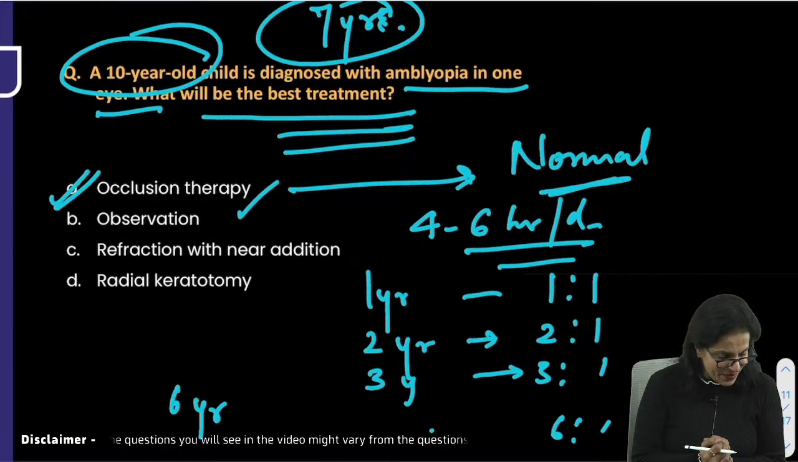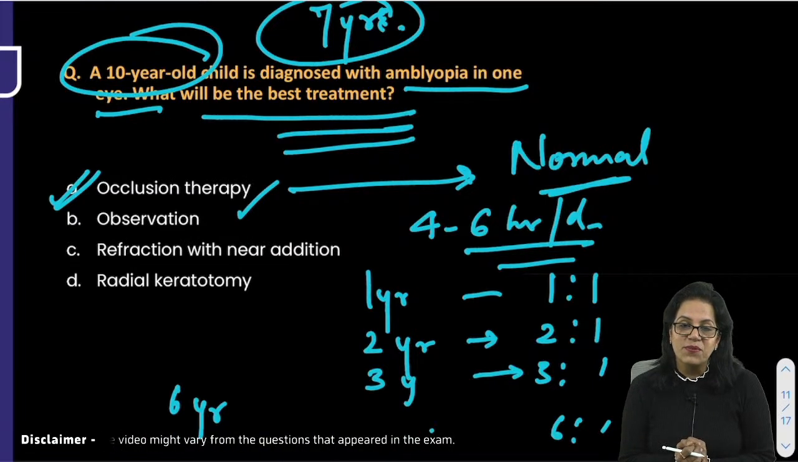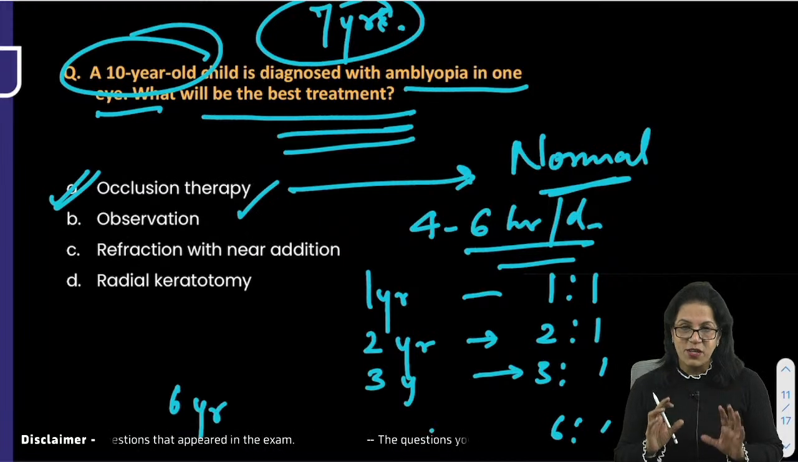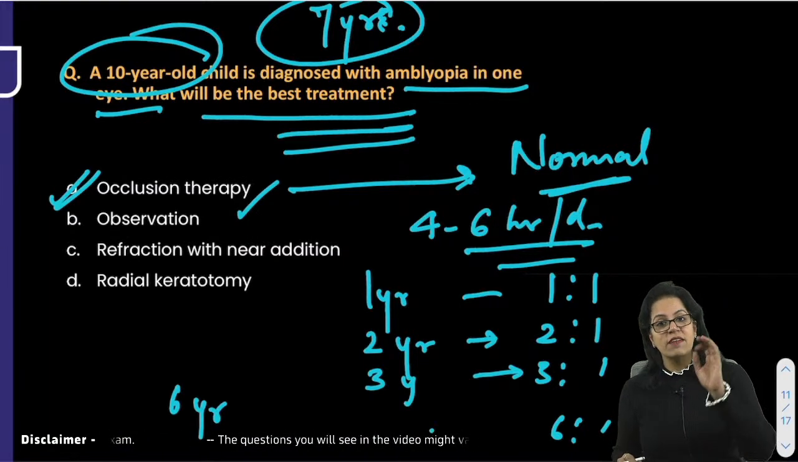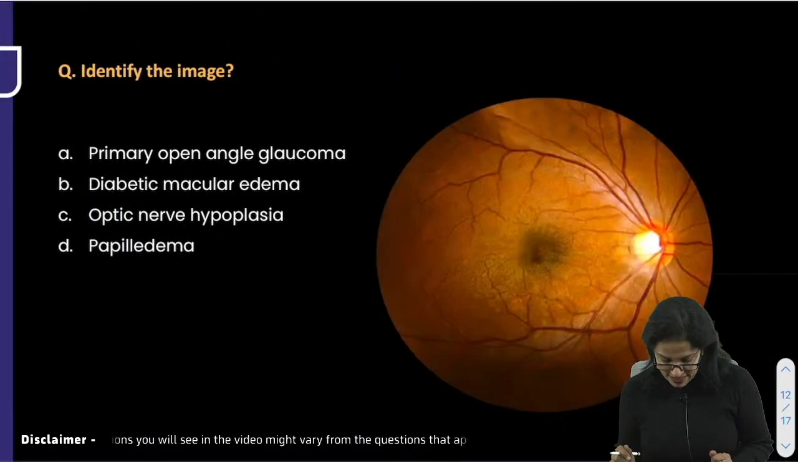Now you will never forget that you do not occlude the lazy eye, you have to occlude the normal eye. But that also has a schedule of occlusion. Okay, we come to the next question. So if it was a 7-year-old child, we are answering occlusion therapy, done. We come to the next question.